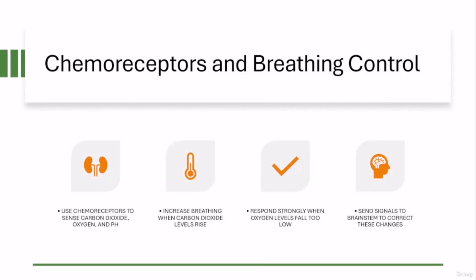Chemoreceptors in the body sense changes in carbon dioxide, oxygen, and pH, and they send signals to the brainstem when these levels move away from their normal range. The strongest driver of breathing is usually carbon dioxide, because even small increases make the brainstem increase the breathing rate to remove excess carbon dioxide. Oxygen becomes a stronger driver only when its level drops significantly.